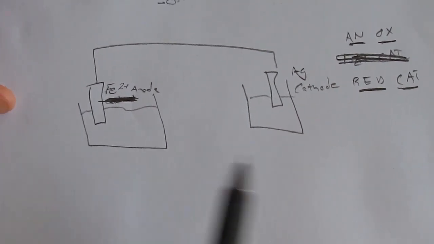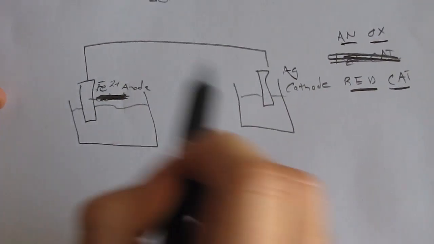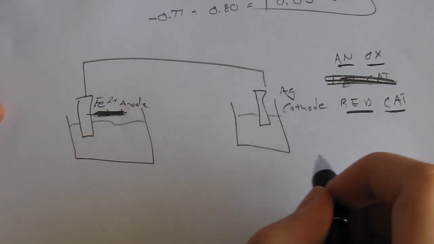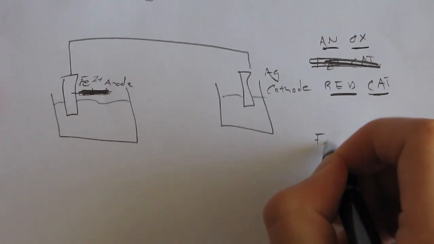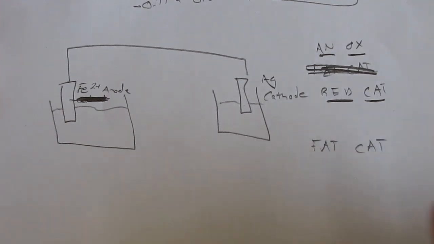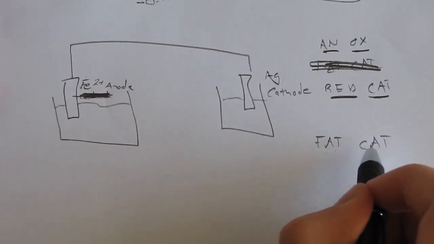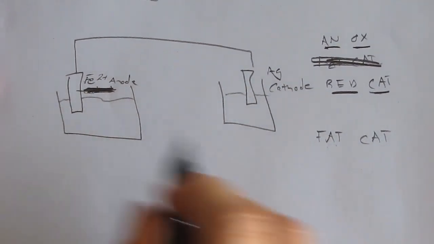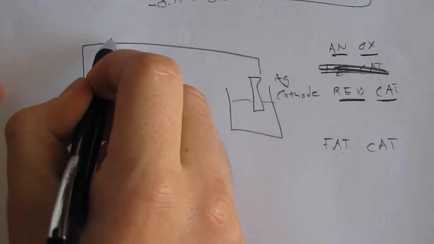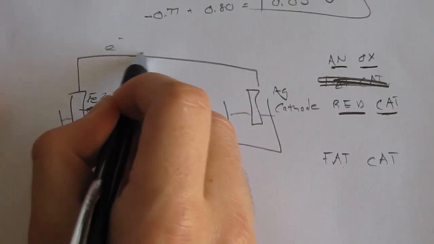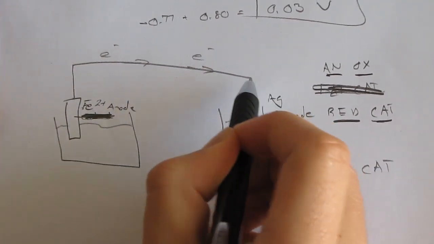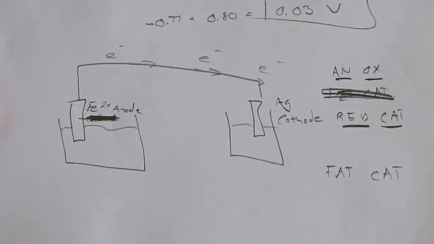And then the next part is you want to draw the electron flow from each electrode to the other one. So for this, use the mnemonic device fat cat. From the anode to the cathode is what it stands for. So you go from the anode, so you want to draw electrons this way. So that's how that goes.